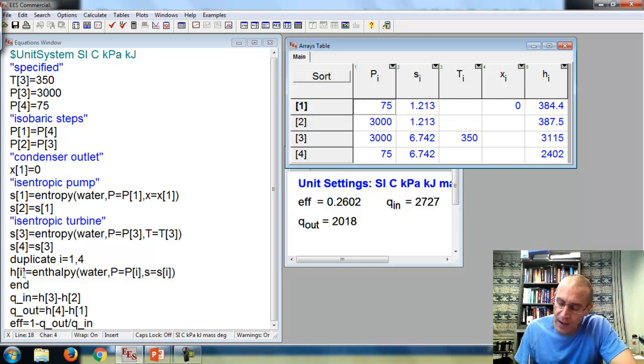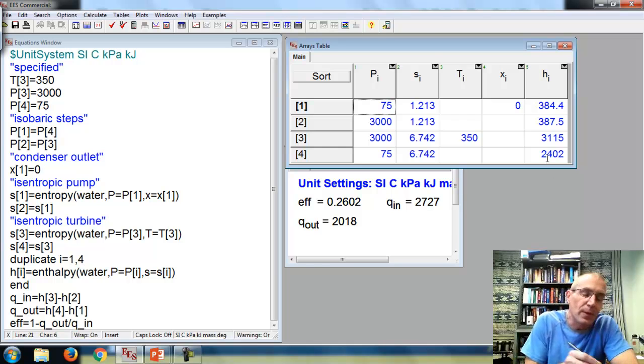I'm going to just find the enthalpy at each point using the P and S pair. And I can use any two. For point 1, I could have used P and X as well, but this way I can go ahead and solve for all four fairly quickly. So I duplicate the variable counter I'm using, I. You can use any variable name in there that you want.